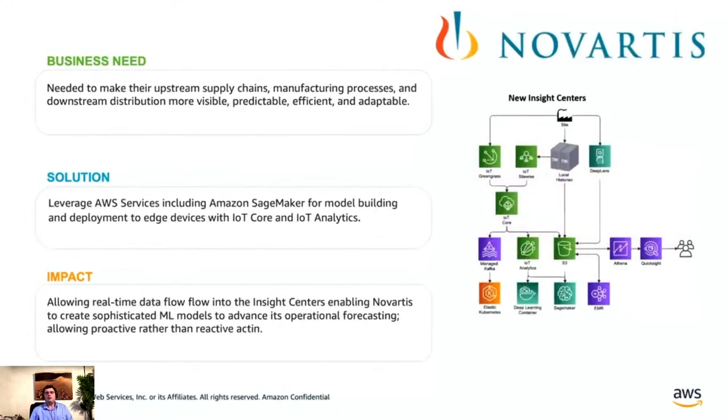The next example comes from Novartis. Novartis, and this is an example that was a collaboration with AWS, and it's a very large project, where the business need is to make upstream supply chains, manufacturing processes, and distribution more visible, predictable, and efficient, as well as detecting when errors might be happening. This is an important problem that we're seeing in the context of automation and semi-automation, which is machine learning is being used to transition processes from being reactive to being proactive.